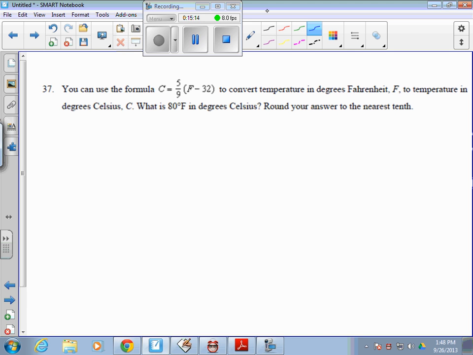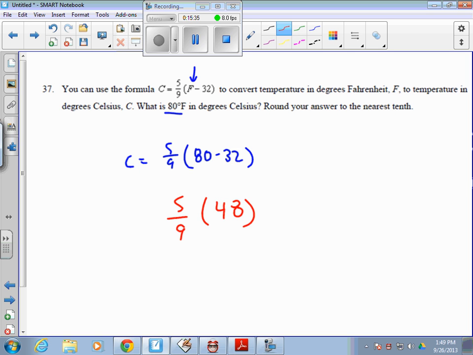It says you can use the formula C equals 5 over 9 times F minus 32. Plug in 80 in place of F. So you've got 80 minus 32 in parentheses. C equals 5 over 9 times that. 80 minus 32 is, we have to borrow 1, so that gives us 48 times 5 over 9 equals C. Everything can be over 1.